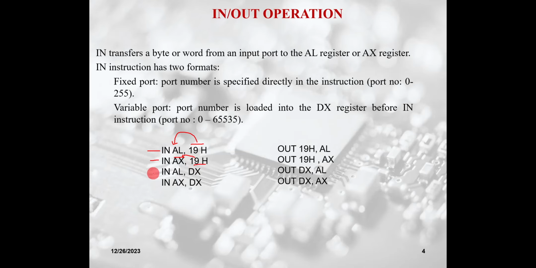And the second option we have is IN AL, DX and IN AX, DX, in which, when I say DX, the port address will be specified by the contents of DX. Okay, so it's not that from DX some data is going to come to AL. The port address has to be loaded into the DX register. And now this is 16-bit information, so 2 to the power of 16 ports can be configured for an 8086.